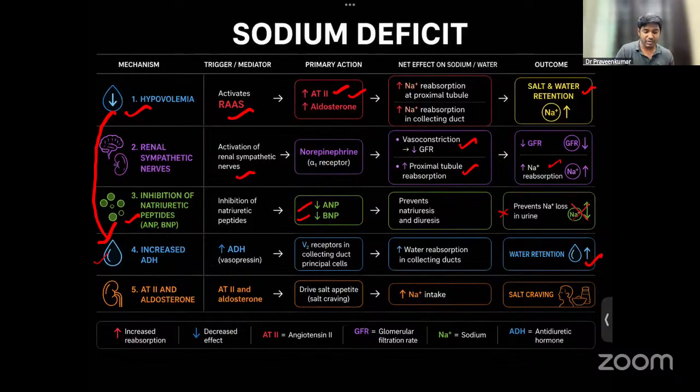And the fifth mechanism: I spoke about the renin-angiotensin-aldosterone system, right? Angiotensin 2 and aldosterone also drive salt appetite. They have action in the brain and produce something called salt craving. The salt craving will make us eat a lot of salt, and that will correct the sodium deficit. So whenever we have any sodium deficit in our body, we have activation of the renin-angiotensin-aldosterone system, which causes salt and water retention and also salt craving. There is activation of renal sympathetic nerves, which again helps with sodium reabsorption. We have reduction in natriuretic peptides, so they prevent sodium loss. And there is an increase in ADH level, which conserves water. So these are all the mechanisms by which sodium deficit is corrected.